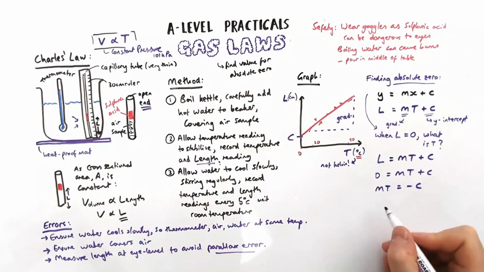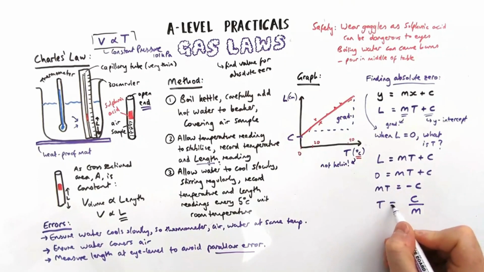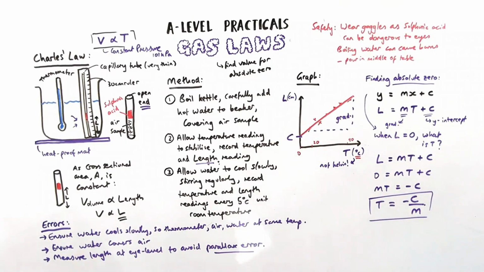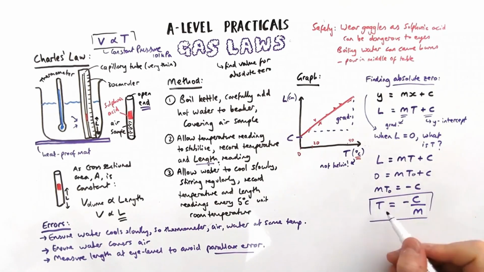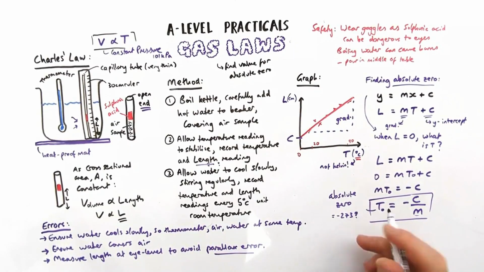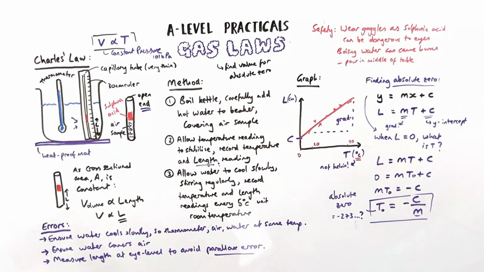Rearranging this a little bit so we can make t the subject, we should be left with t absolute 0 is equal to minus c over m, so the y-intercept divided by the gradient. So this is absolute 0, so t naught. All we need to do is to find the gradient and the y-intercept, and we should be able to find a value for absolute 0.